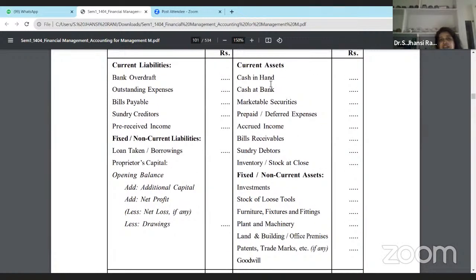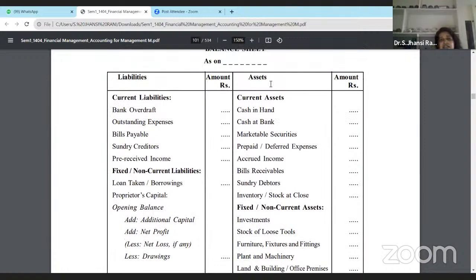Next, assets also have two types, current assets and fixed assets, or we can even call them non-current assets. Same way, current assets means the assets which are there or which can be received within a period of 12 months. Liabilities are those which can be paid within a period of 12 months or 1 year, and assets are those which can be received within a period of 12 months or 1 year. We call them current assets.